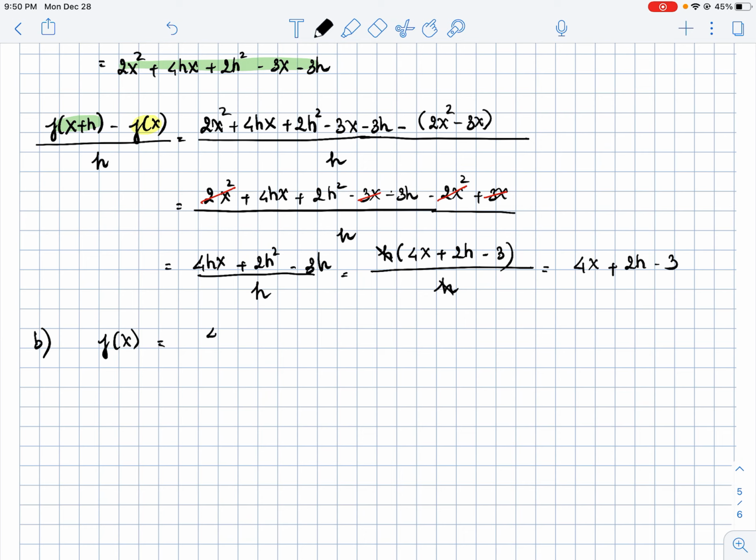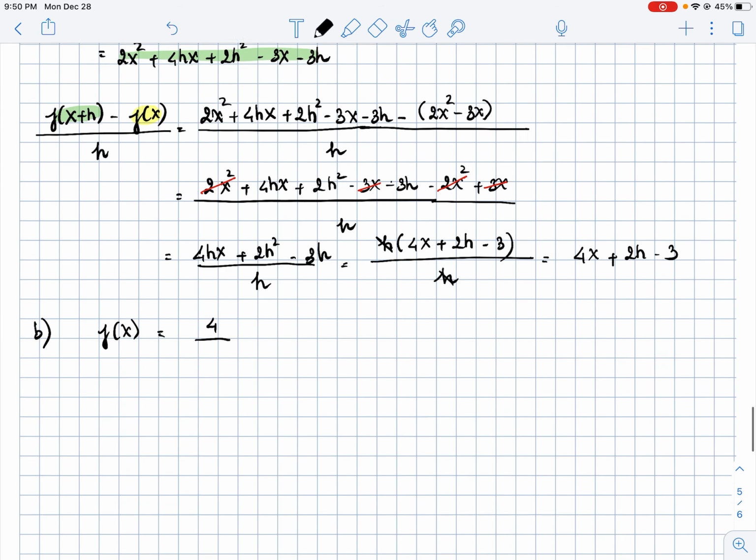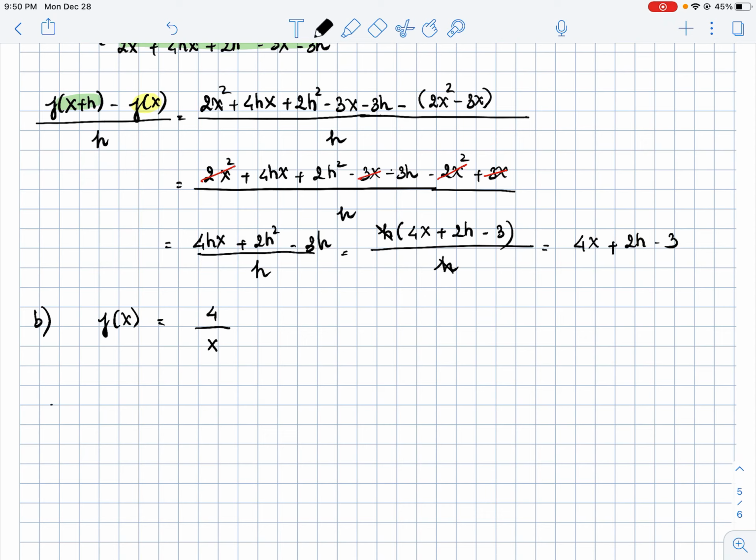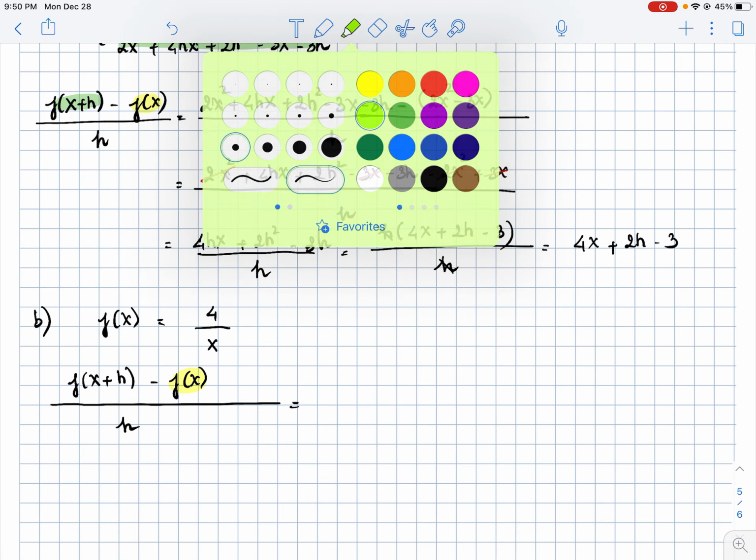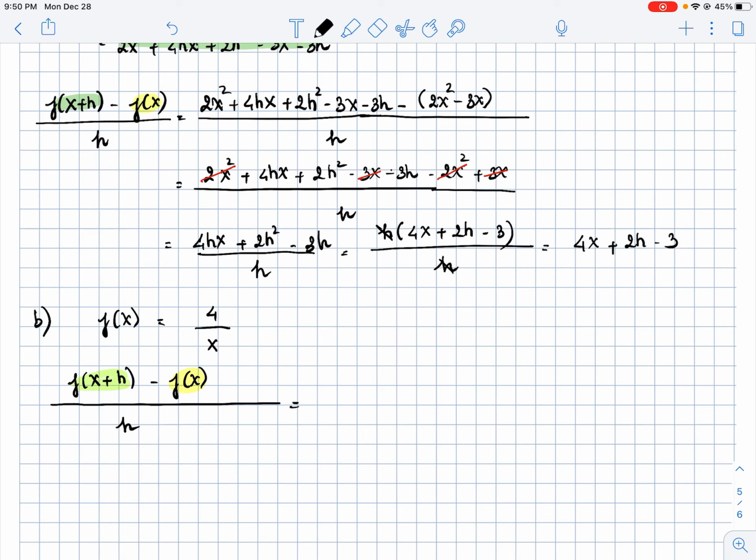In problem B, the function is f of x equals 4 over x. Now let's write out the formula. We're going to put everything in one step instead of breaking it down like in part A. Okay, so this is the formula. Now we need to calculate the two functions f with different inputs. The yellow is the one that we already have. Now we need to calculate the green one. In the green one, we need to input the x plus h. And the yellow is the 4 over x.